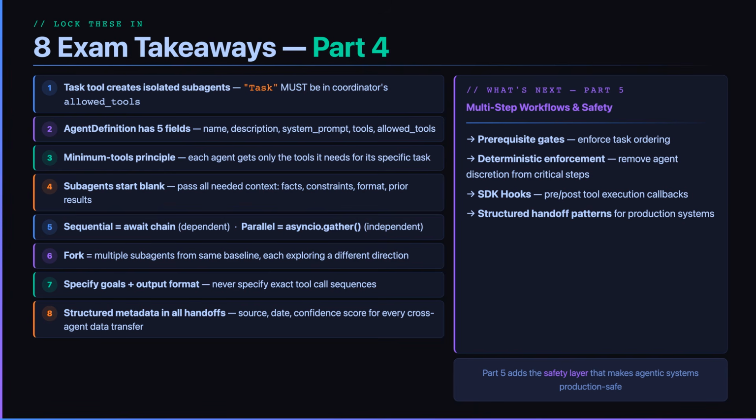In Part 5, we add the safety layer, prerequisite gates, deterministic enforcement, hooks, and the structured handoff patterns that make agentic systems production safe.